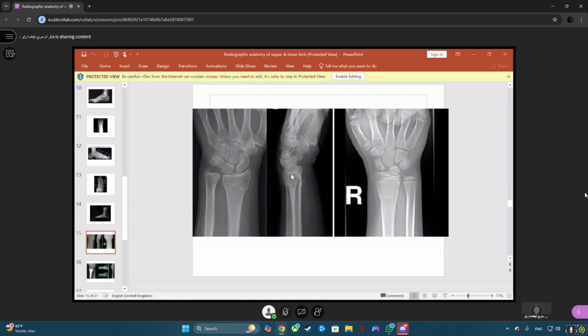What is a dinner fork? The fork we use to eat, it is like a spoon, a metal spoon which we use to eat fruits. So it is like a dinner fork. This we call the dinner fork deformity. You can check on the internet. So this is called Colles fracture.